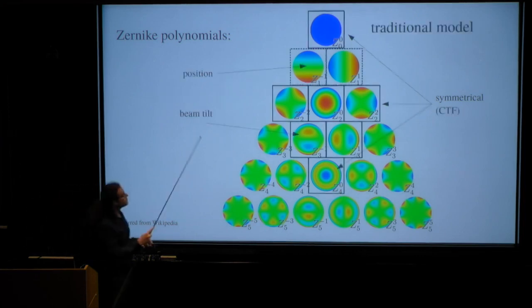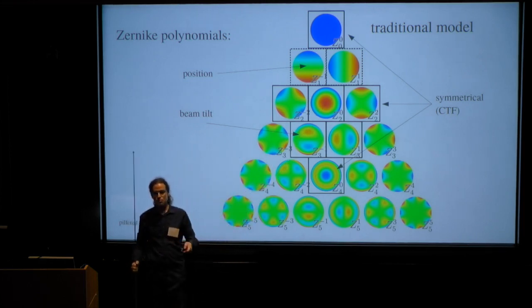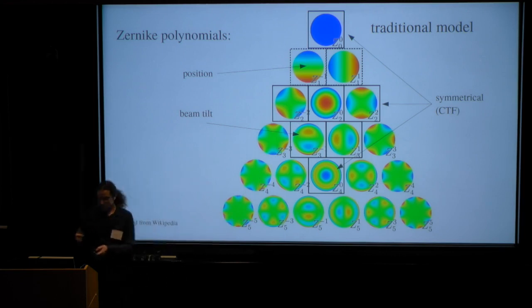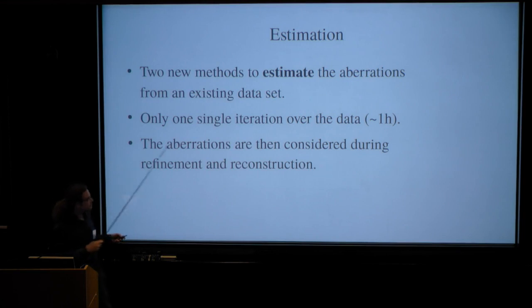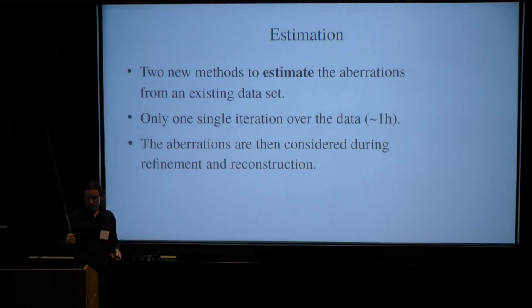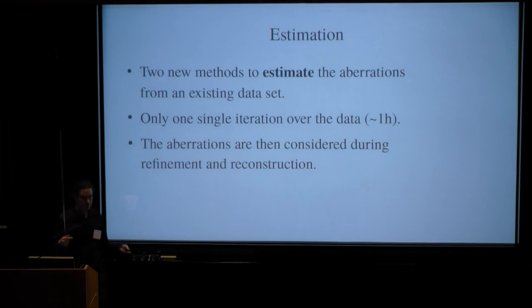These are the ones that we have considered so far. These two just describe the shift of the particle, and the true position of the particle is unknowable, so we don't really care about these. Now, more important than the model, of course, is that we now have methods to estimate the coefficients corresponding to these Zernike polynomials. Both of these methods require only one scan through the data, which takes on the order of 1 hour, usually less. And then the Zernike polynomials are fitted and can be used in the next refinements.